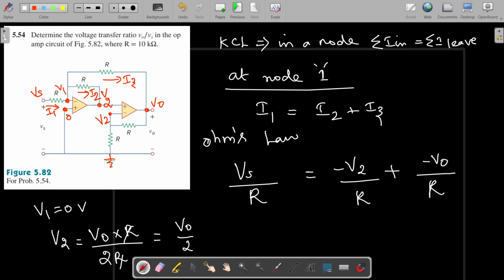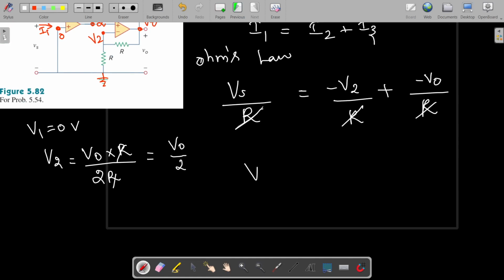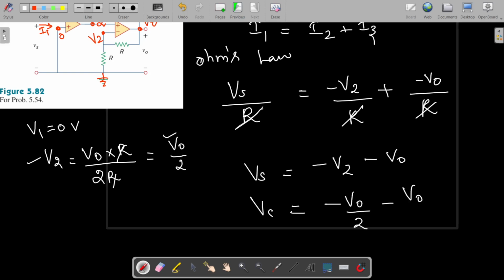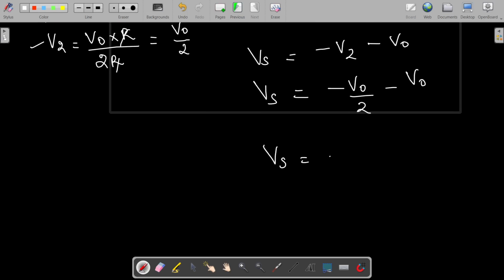Everywhere you have this R common, so you can cancel it out. Now you have Vs equal to minus V2 plus, sorry, minus V0. And we know this V2 is equal to V0 by 2, isn't it? So you can substitute it as V0 by 2 minus V0, that is Vs. So Vs is equal to minus 3 by 2 V0.